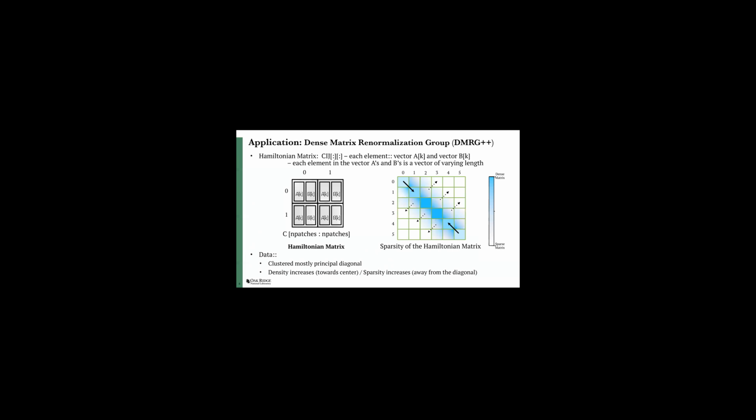What we are looking at on the right is the same matrix. You can think of it as the first 4 blocks being the thing on the left. All your data is always clustered on the principal diagonal. The density of this matrix increases as we move closer towards the center, and the sparsity increases when you're moving away from the principal diagonal. This is how the load imbalance happens, which I'm going to show in a few slides.